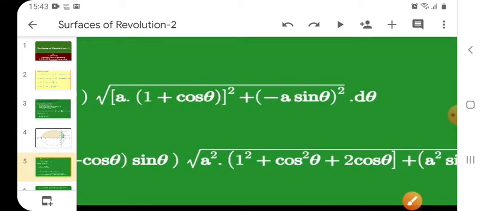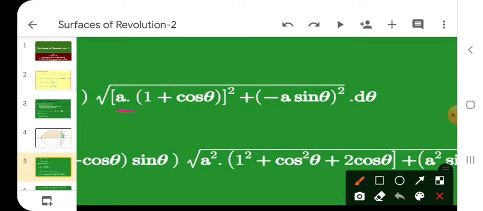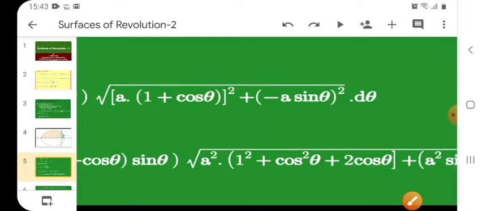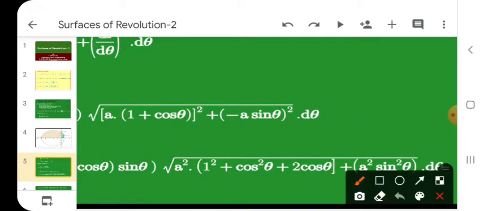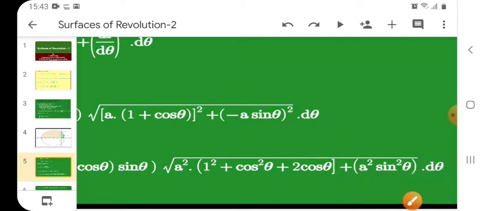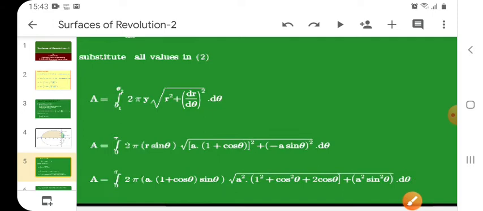See here, what do we have in the root? a into (1 plus cos theta) whole square. That is a square into (1 plus cos theta) whole square, using the (a plus b) whole square formula: 1 square plus cos square theta plus 2 into 1 into cos theta, so 2 cos theta. And here, minus a sin theta whole square: minus square means plus, a square means a square, and sin theta whole square means sin square theta.